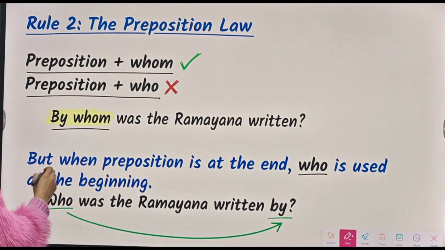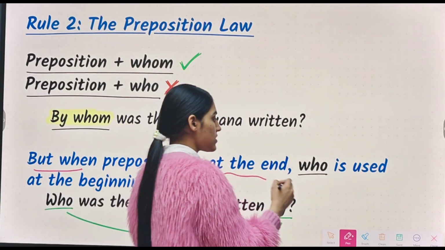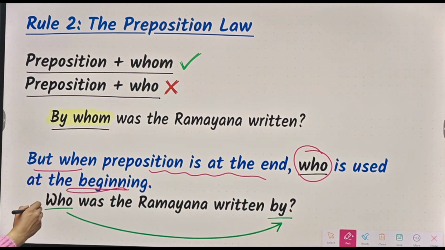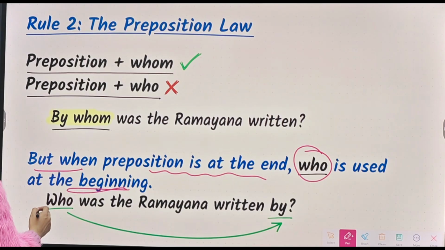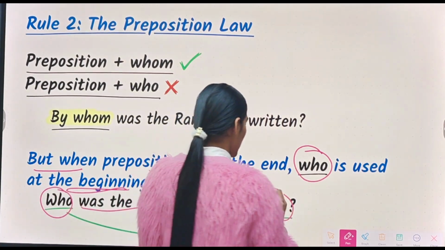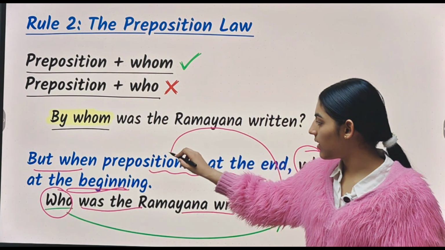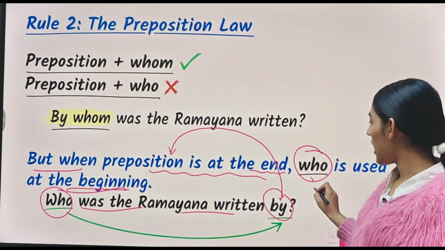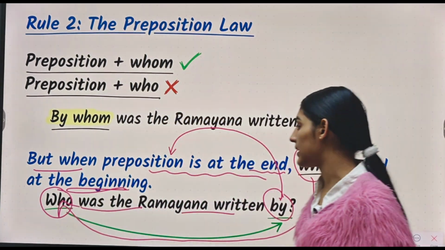So let's see next. When the preposition is at the end, who is used at the beginning. So we will use it like this. Let's see the example. Who was the Ramayan written by? So here, the preposition is at the end, and who is at the beginning of the sentence.